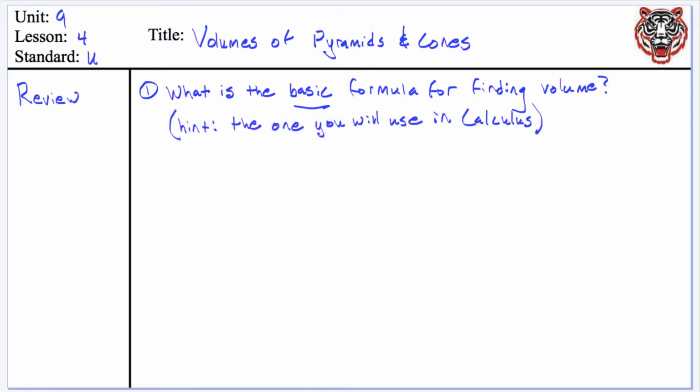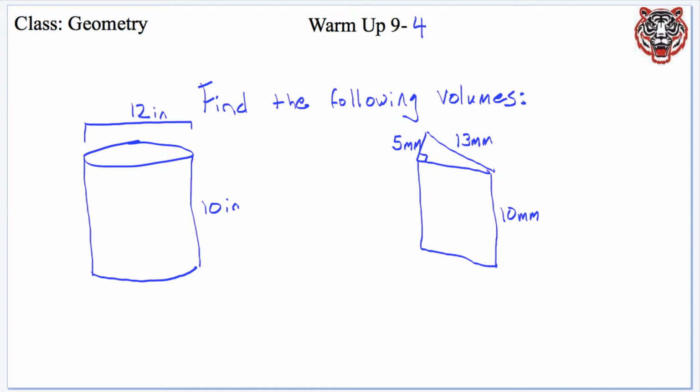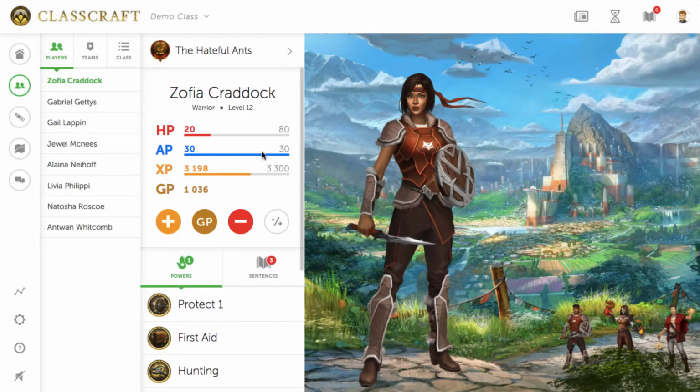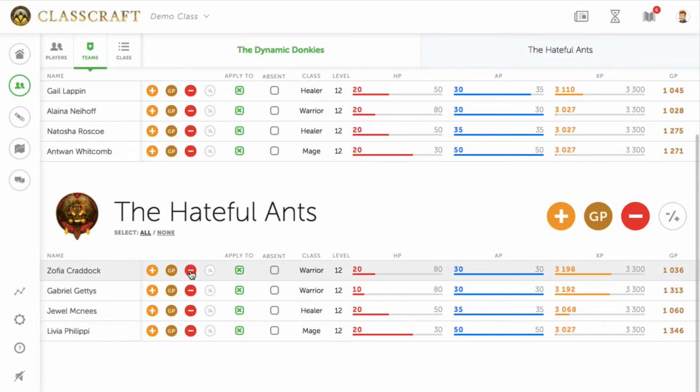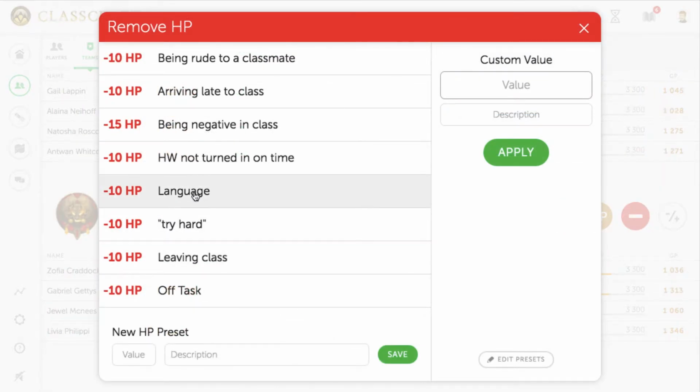Okay, so the warm-up is up on the board, and if they are not in their seats by 9:13, I go ahead and take off health. It's just a good way to get them to be there on time. So let's say I have this open, and oh no, let's say, Zofia, sorry, you were late. So I say minus 10 HP for being late to class.